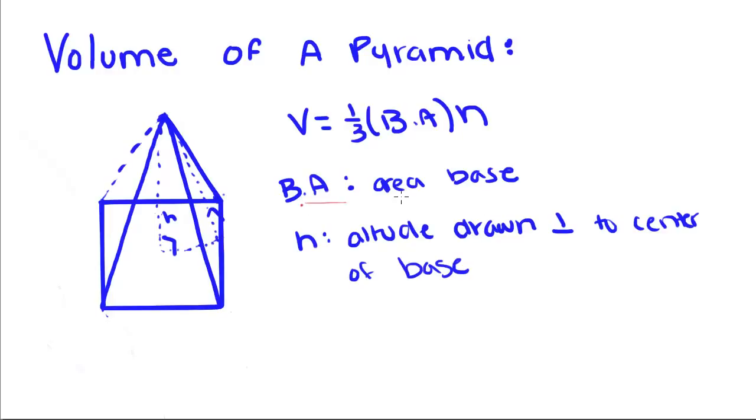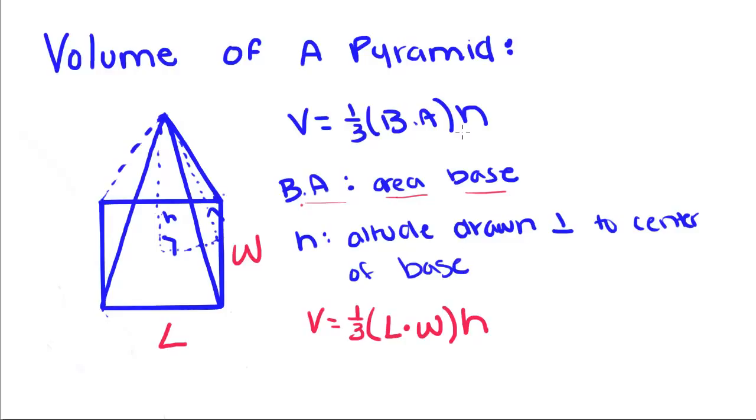So BA is the area of the base. So the area of a base of a pyramid is going to be the area of this square. So to find the area of a square, we take length times width, which for a square we know would just be side squared because they have equal length and width, times the height. So that's our final formula for volume.